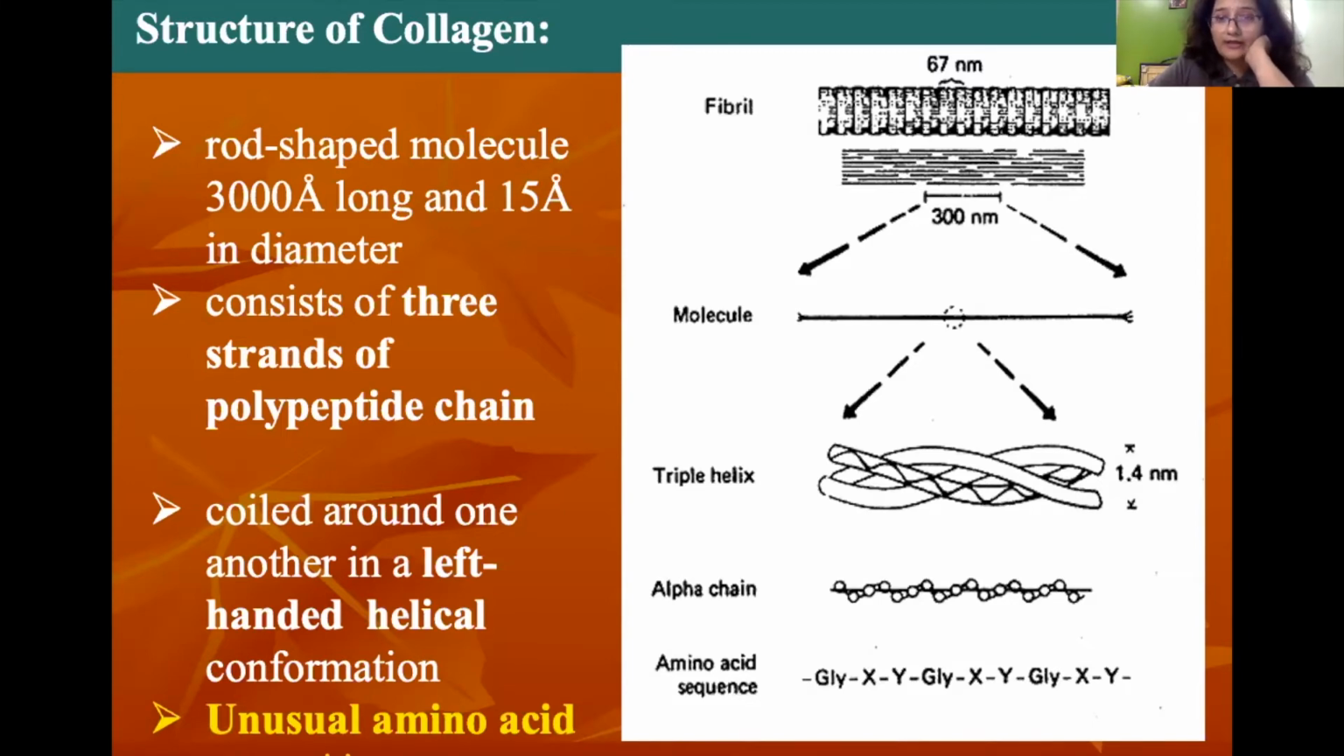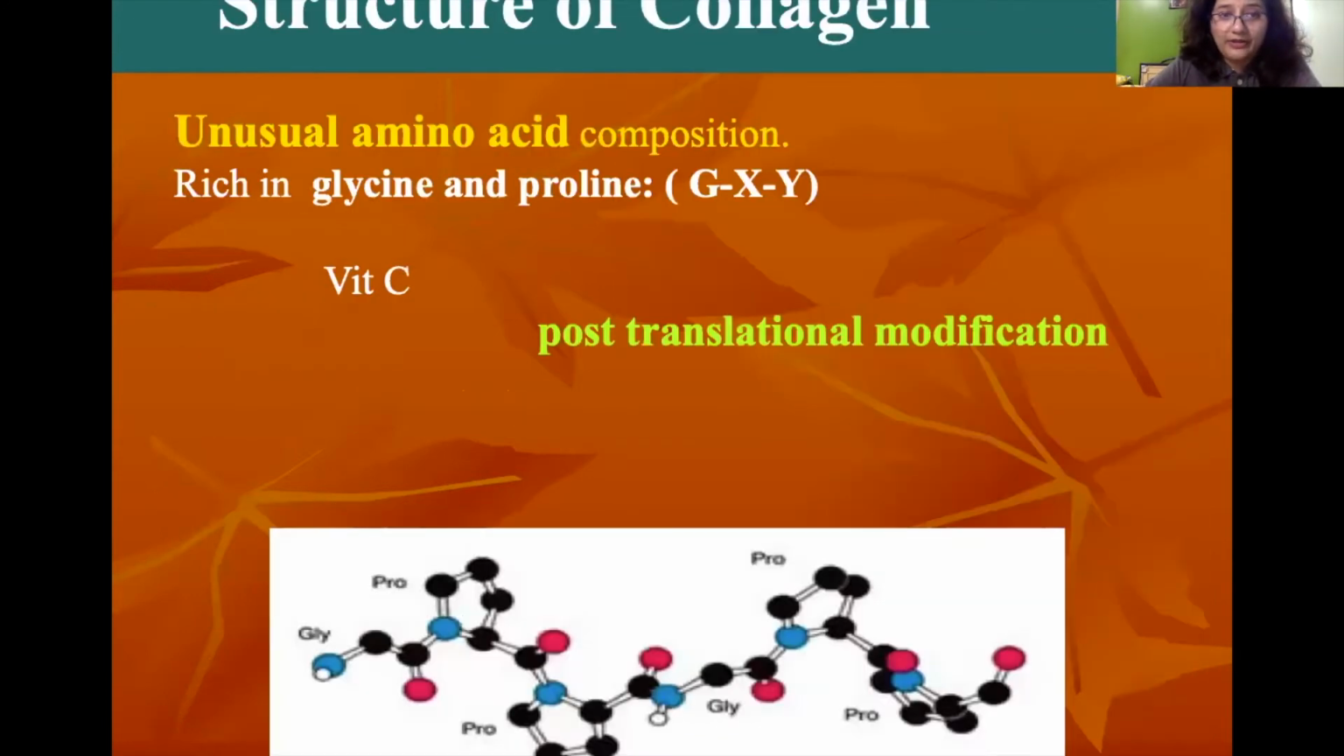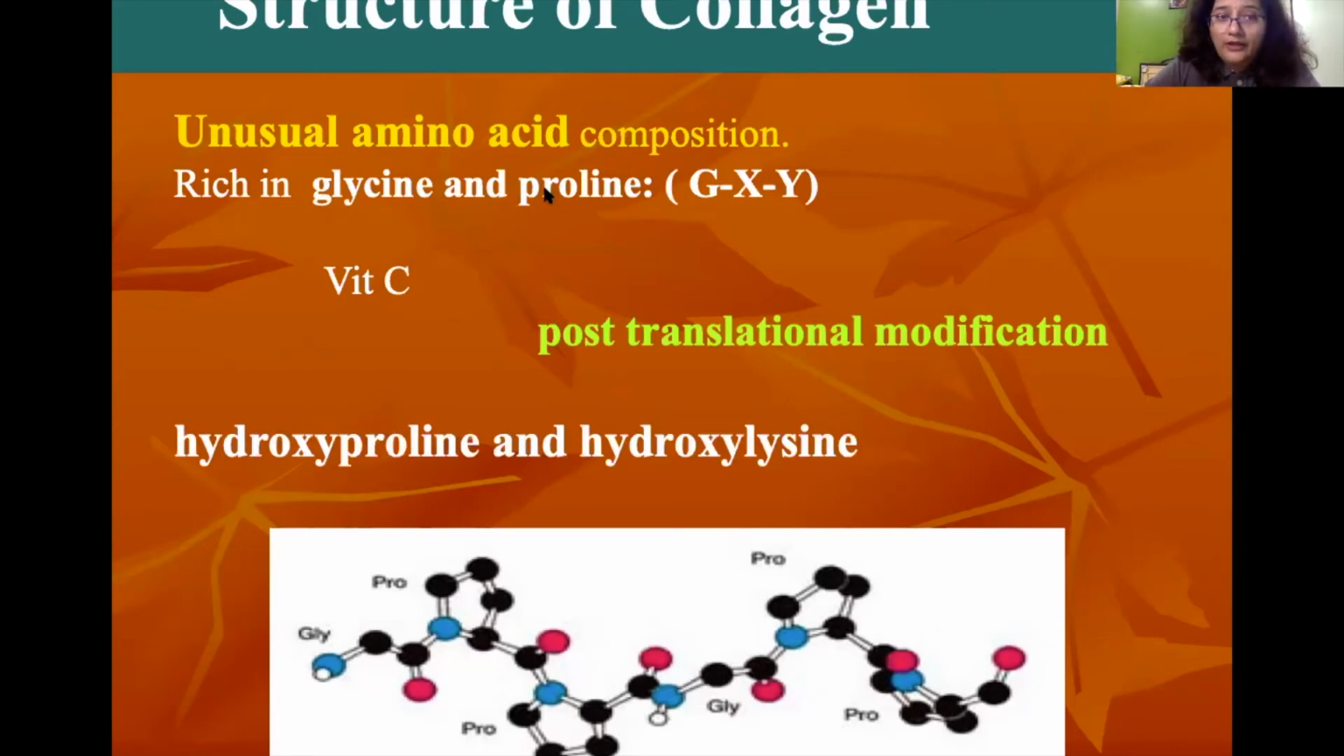But how then are these strands, all alpha chains, held together? So let's see what happens here. As we all know, an unusual amino acid composition is present in this structure of collagen, and this is rich in glycine and proline. Now proline is again an amino acid. This collagen molecule undergoes post-translational modification, and this post-translational modification is the hydroxylation of proline and a small amount of lysine which is present in the collagen molecules. So there is formation of hydroxyproline and hydroxylysine in post-translational modification.